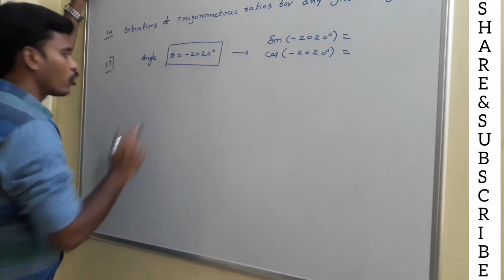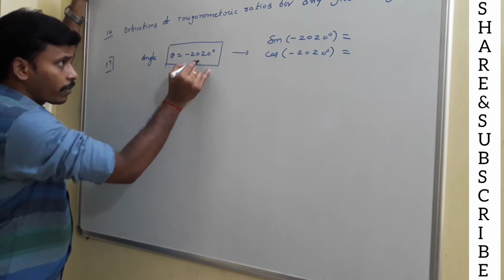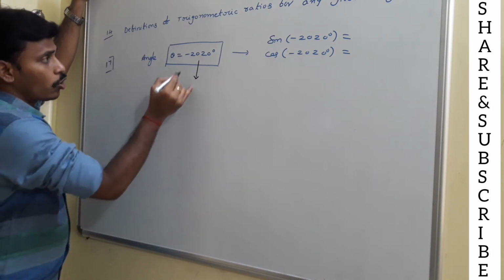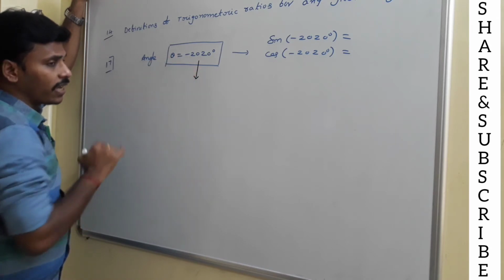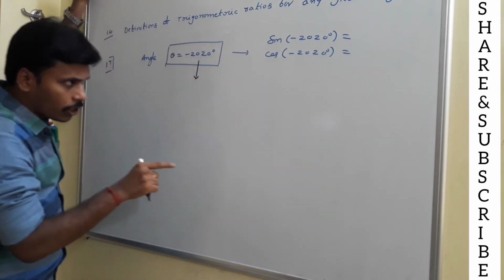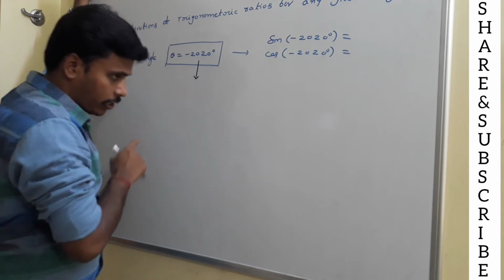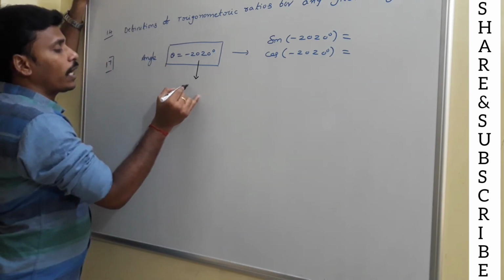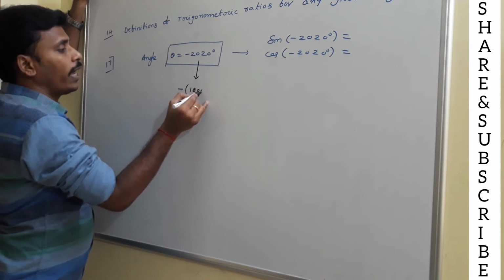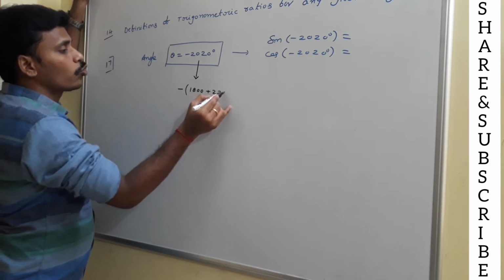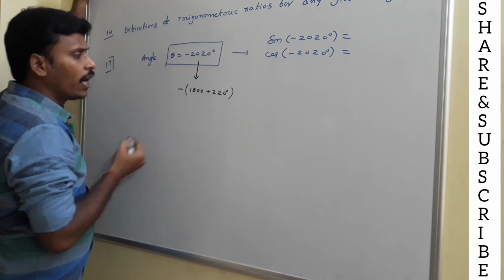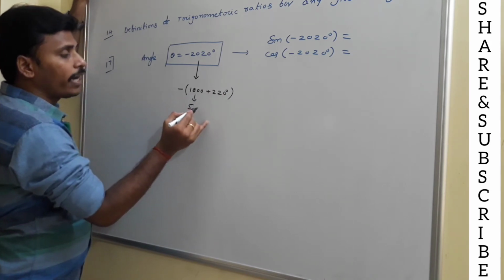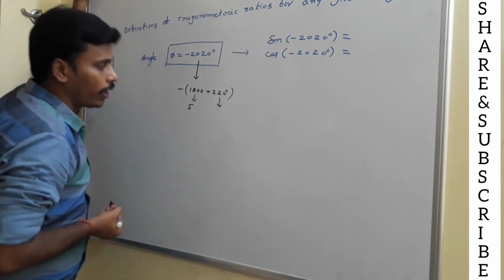So this is theta equal to minus 2020 degrees. See, you need to look at the terminal ray corresponding to this angle. Since the angle is negative, you need to move in the clockwise direction, right? And this is minus 2020 degrees. You need to write it like this: minus of 1800 degrees plus 220 degrees. That means this 1800 degrees indicates 5 complete revolutions, and in addition you have 220 degrees.